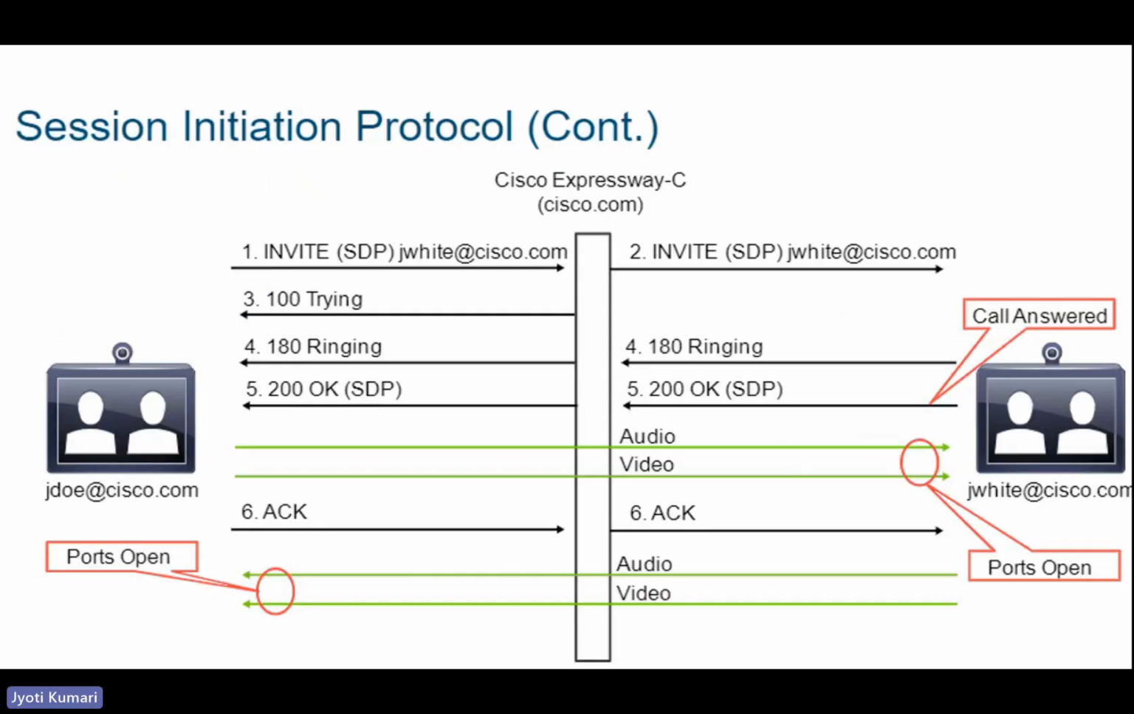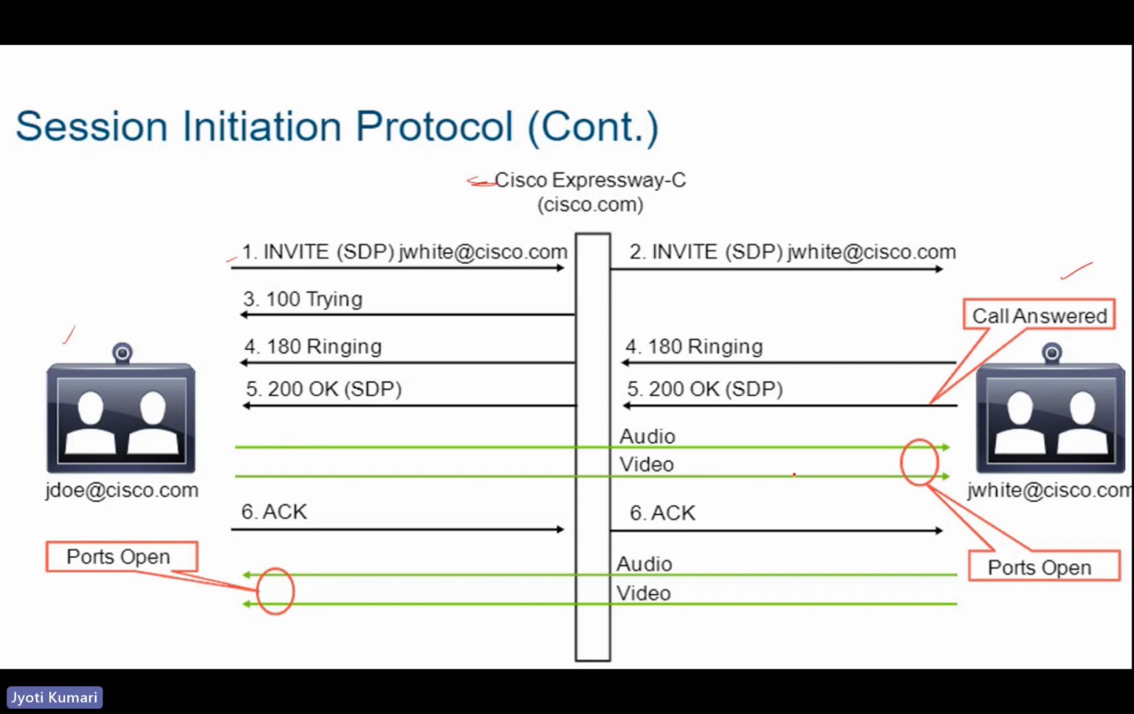Once the registration process has occurred, there are some messages exchanged at the time of communication between SIP endpoints. Let's suppose we have two SIP endpoints communicating with one another via the Expressway. See here, we have one endpoint here, and one other endpoint here. Within the SIP communication, there are different types of messages exchanged, like invite, trying, ringing, and okay message.